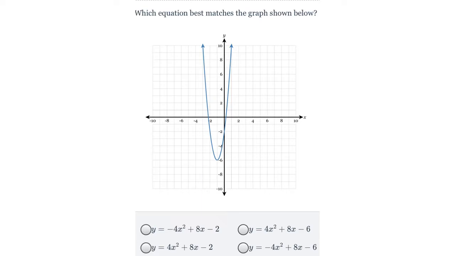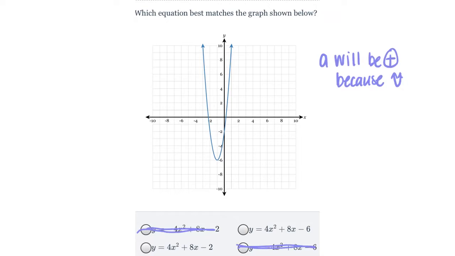and compare their concavities. So I know that this graph, because it is shaped up like a smiley face, it is concave up like a cup, which means that it will have a positive a value. So I know a will be positive because it's shaped like this. So that means I can immediately cross out negative 4x squared and negative 4x squared.